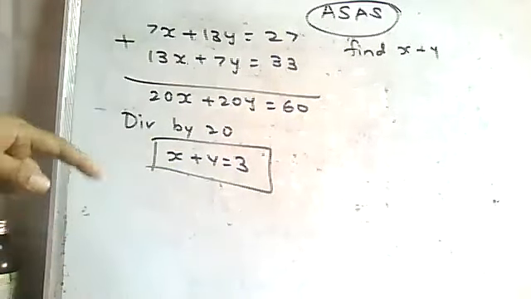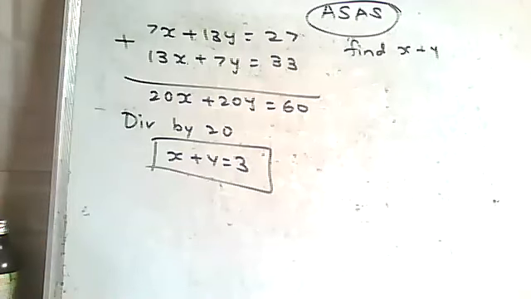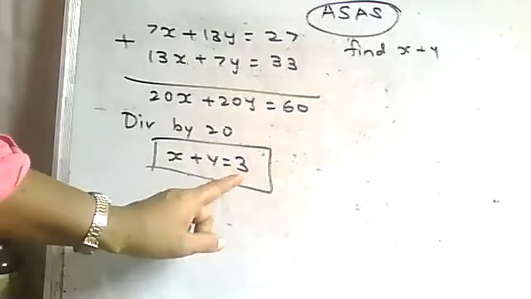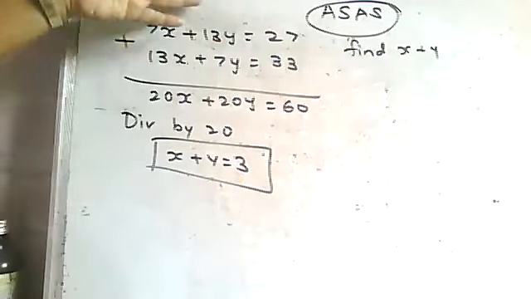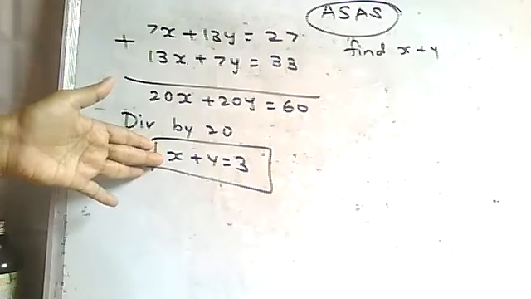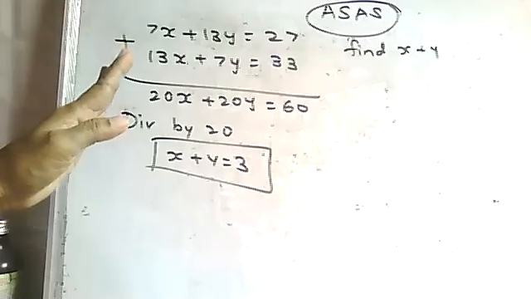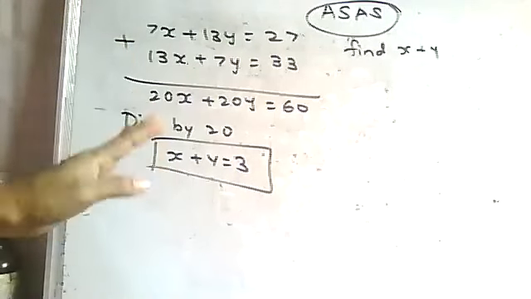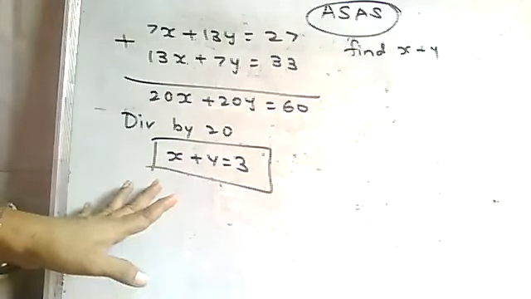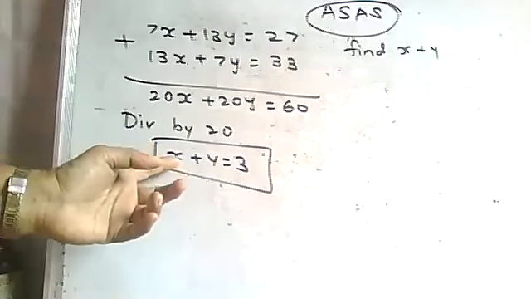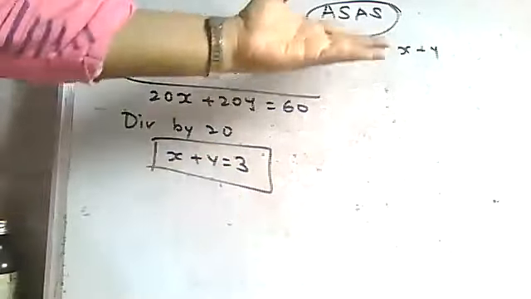I got 3. What do students do? Students go on solving the whole equation, get x and y individually, and again add them back to get 3. Actually, they have obtained the value here only, but still they go on. So please be alert there. Here we have got it, so stop. They don't want x and y individually. So just be alert there. Yes, x plus y is 3. We have got 3.